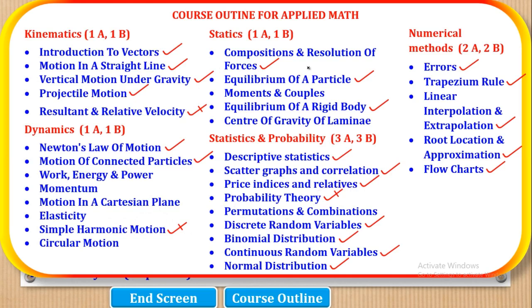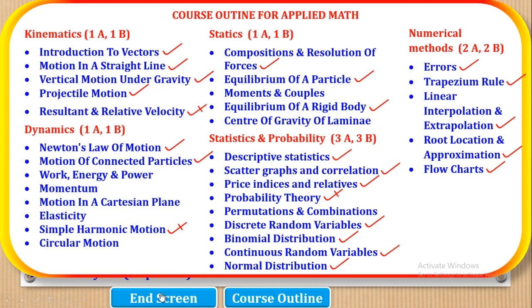The second part of math paper 2 is called statistics and probability, where 3 questions come in section A and 3 in section B, and these are the topics. The last part is called numerical methods, where 2 come in section A and 2 in section B, and these are the topics.